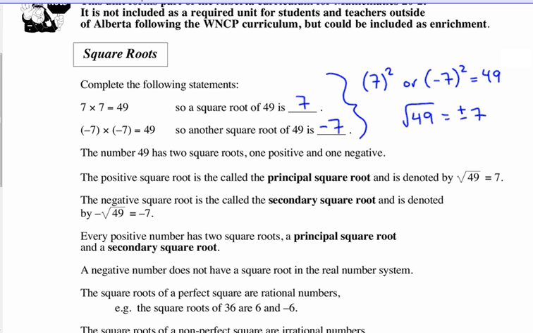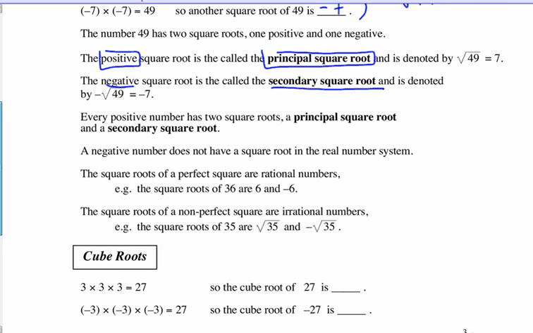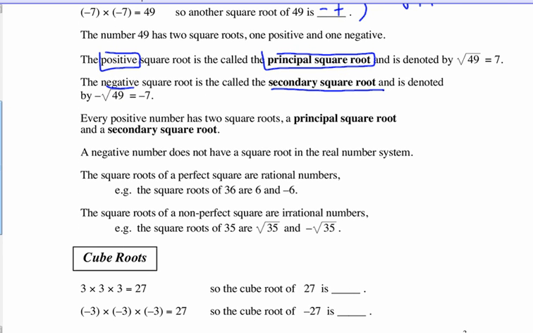That's something we never really talked about in grade 10. So the number 49 has two square roots, one positive and one negative. The positive is what we call the principal square root, and the negative is what we call the secondary square root. Every possible number has two square roots, a principal and a secondary, as long as it's an even index. Remember, the index is whether we're doing the square root, the fourth root, or the sixth root.